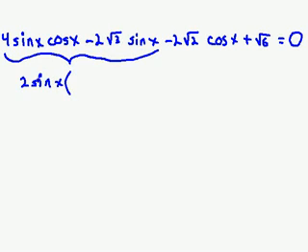And then what's left inside? Well, a 2 cosine x minus radical 3.